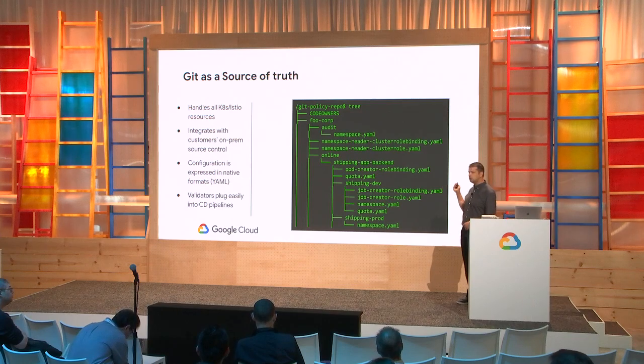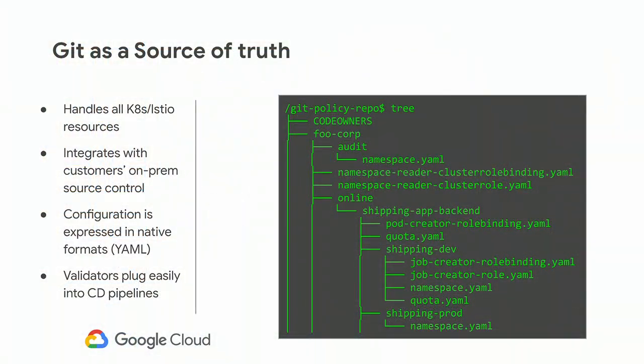How that looks is that we just use Git as a source of truth. Our repository is more or less a set of YAML files expressing all of your policies, with a little bit of massaging to ensure that the policies that need to go to one place or another are handled. It handles all your Kubernetes and Istio resources and integrates with your source control. Everything is native YAML, and we can plug our validators into whatever source control system you're using and run inside the same workflow that you have for your code. It's all meant to be pluggable and extensible.